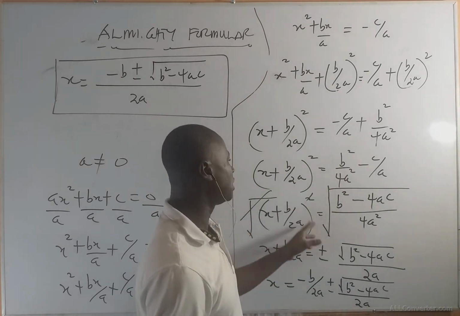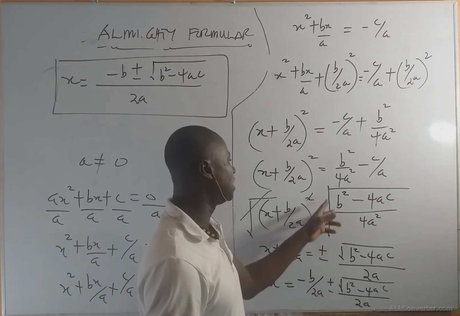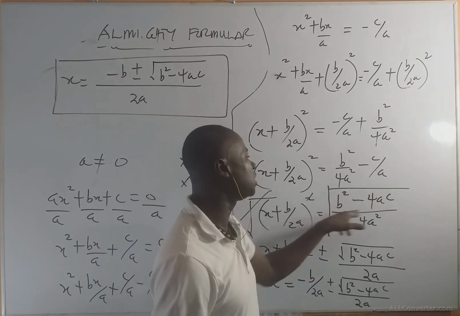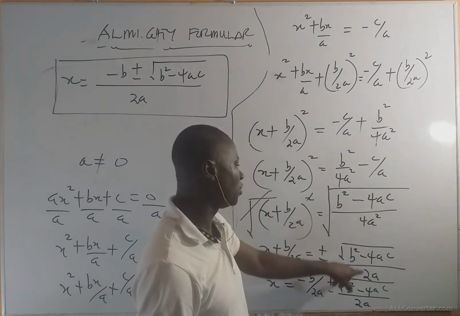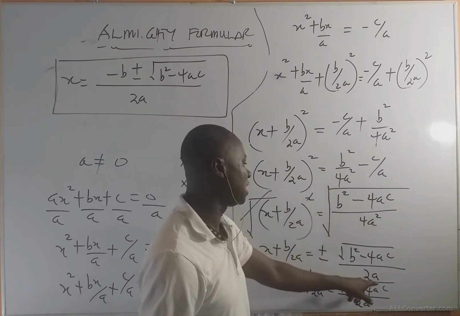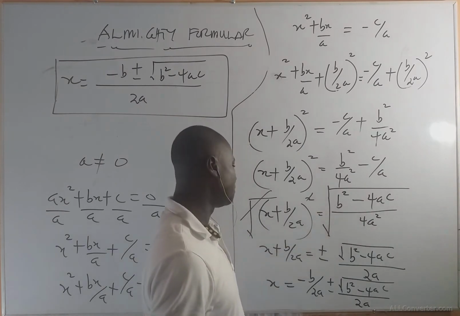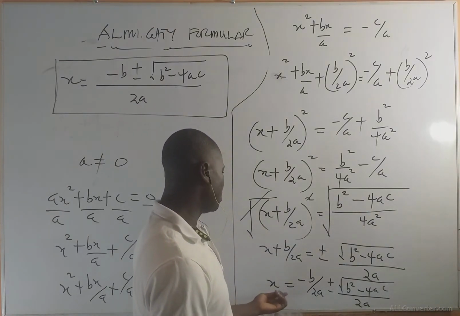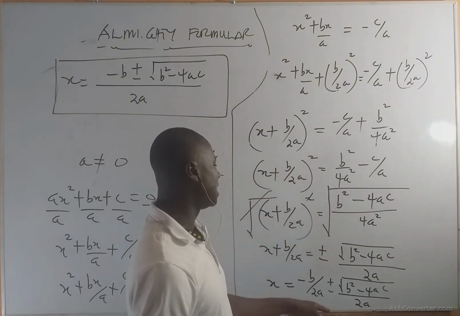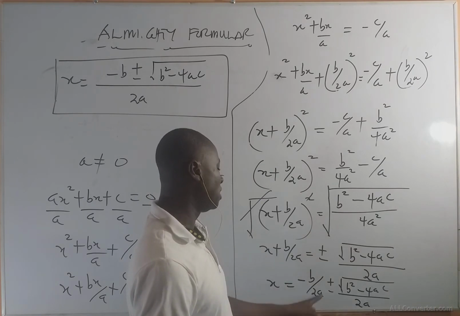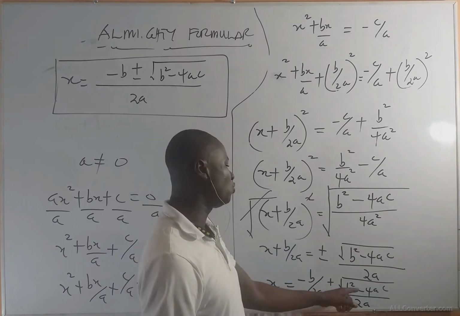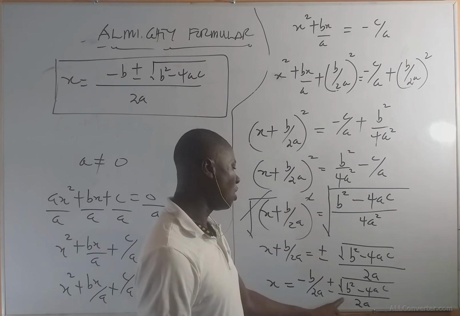And so when we take the square root of both sides, we have the square root of the numerator b squared minus 4ac, all divided by the square root of 4a squared. The square root of 4 is 2, and the square root of a squared is a. That's how come the 2a is now out of the square root sign. Then we have x equals, we take the plus b over 2a to the right-hand side, and that becomes minus b over 2a, plus or minus the square root of b squared minus 4ac, all divided by 2a.